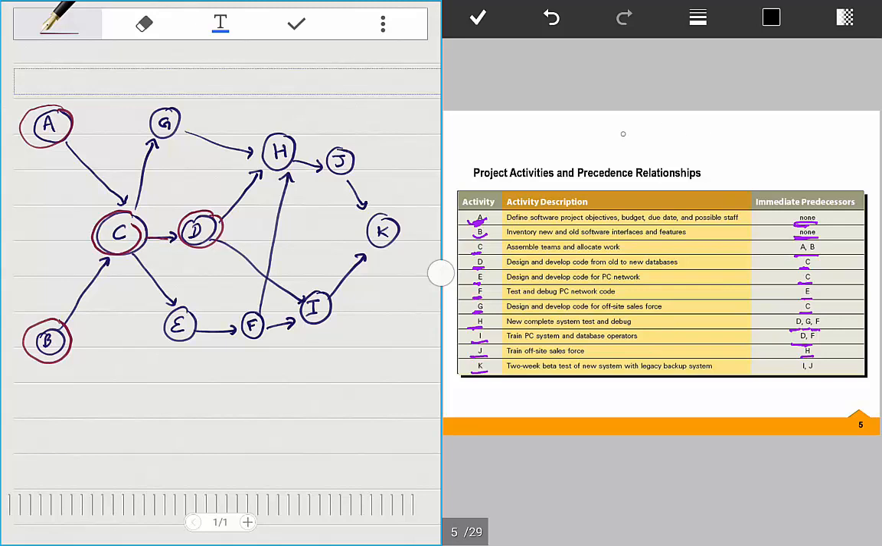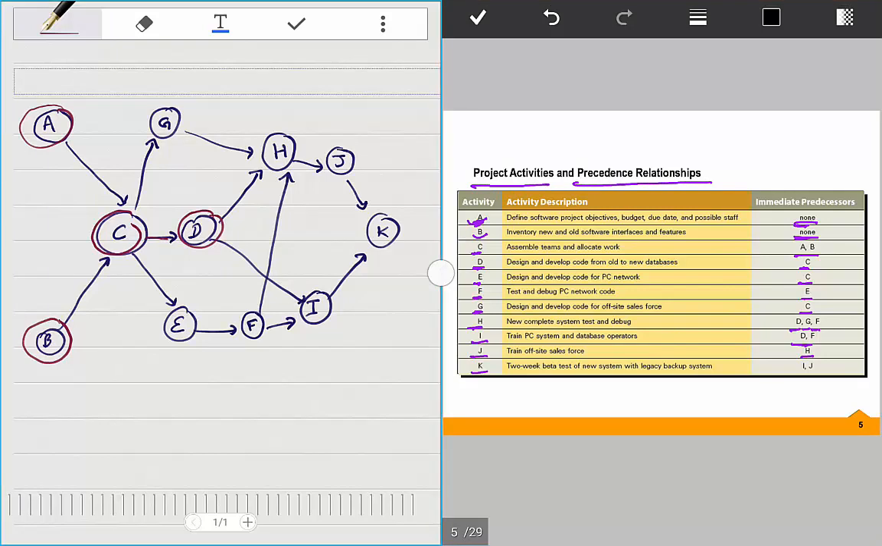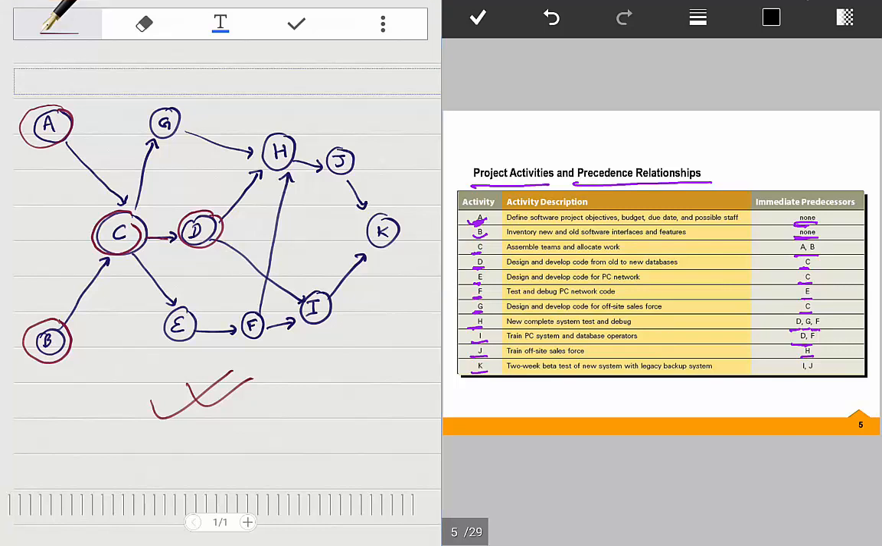Looking at project activities and precedence relationships given to you, and knowing how to make this project network. I'll put a few more practice problems for you to work on yourself, and I'll put the solutions. Practice this. This is an important skill. Very, very simple, but it's a powerful tool to have.